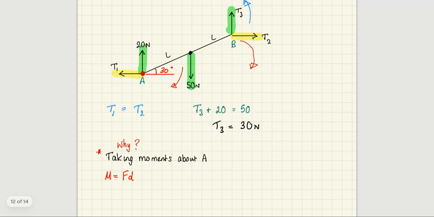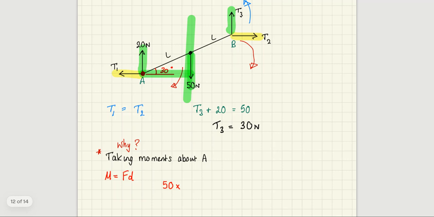Okay. So if we take this first one, what's the force? 50. So we've got 50 times its distance. But what's its perpendicular distance? Well, here's the line of action of force. If this is the line of action of the force, this is the pivot point. So I actually need this distance here. Okay, that's the distance I need.